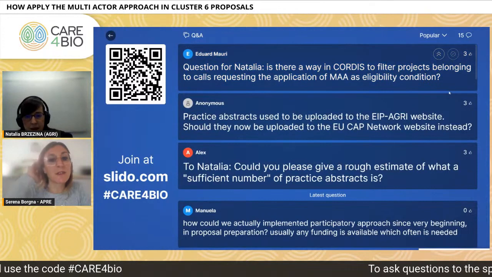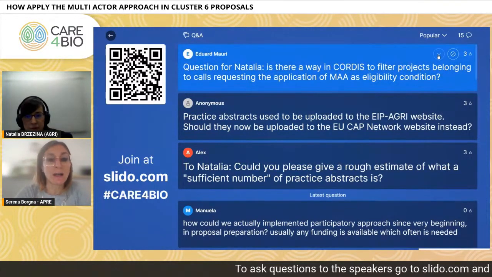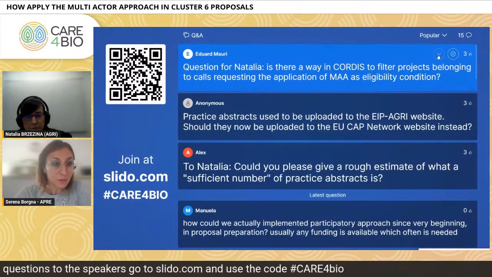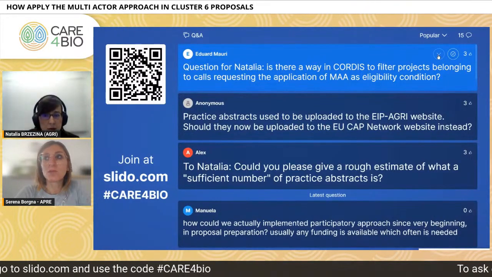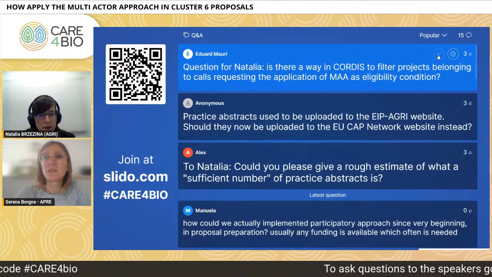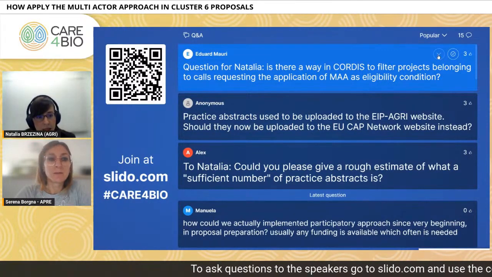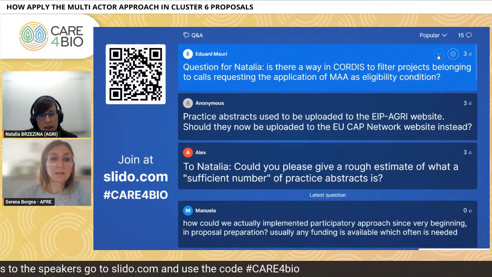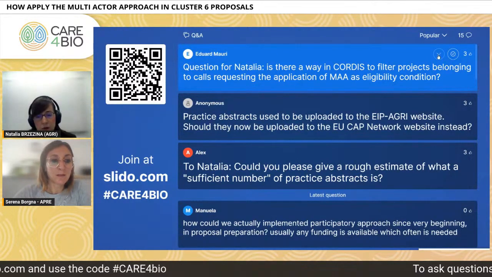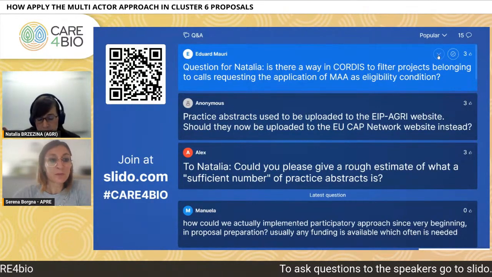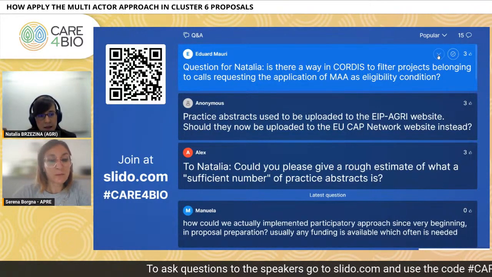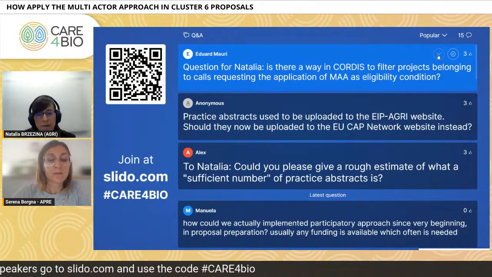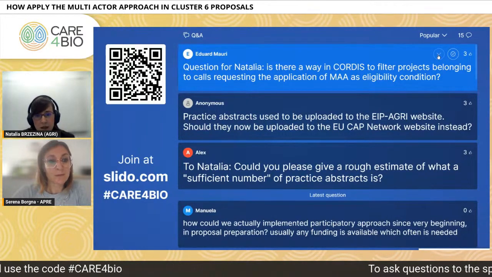The other question is about whether there is a filter in Cordis for projects belonging to calls requesting the application of the multi-actor approach as an eligibility condition. I do not recall whether there is a filter directly, but what you can do is open the PDF file of the Cluster 6 work program and search for "multi-actor approach", or even the whole sentence that I showed you on my slide, because this sentence is used in every single topic that applies the multi-actor approach in the same way. So this will help you identify those that apply the multi-actor approach.